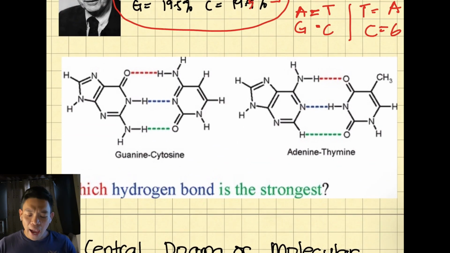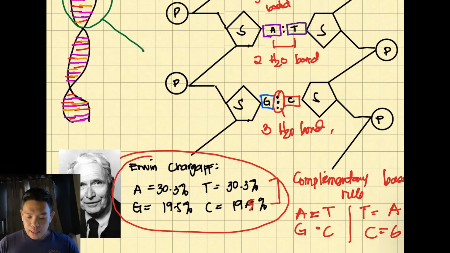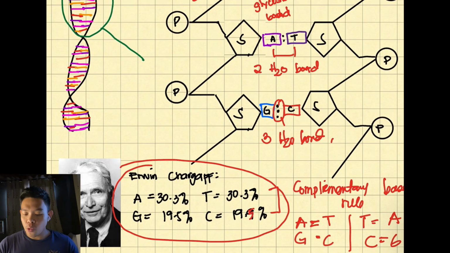So which hydrogen bond is strongest among the complementary base pairing? Both adenine-thymine and guanine-cytosine pairs participate in the bonding system. But since guanine and cytosine have a 3 hydrogen bond, it cannot be easily broken. It has the strongest bond in the bonding system.